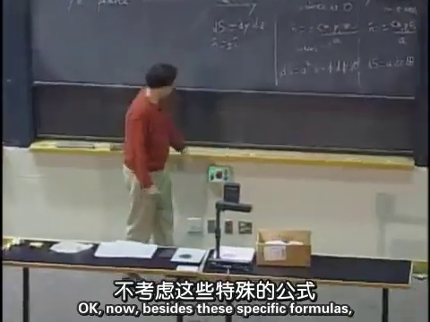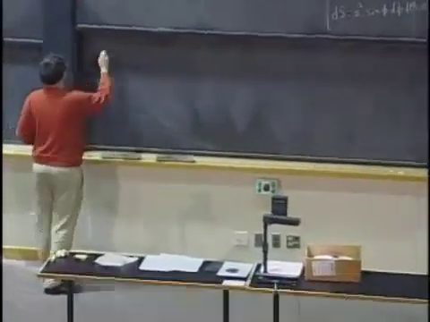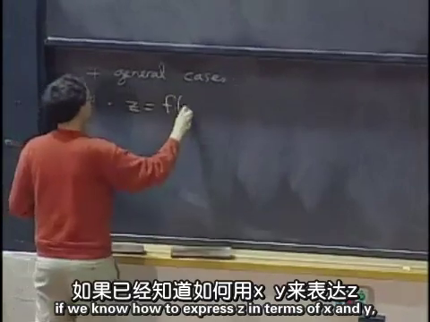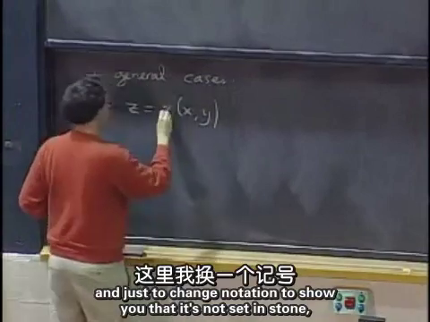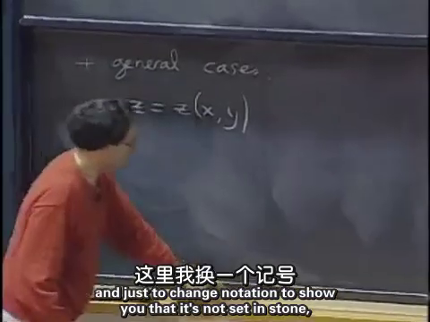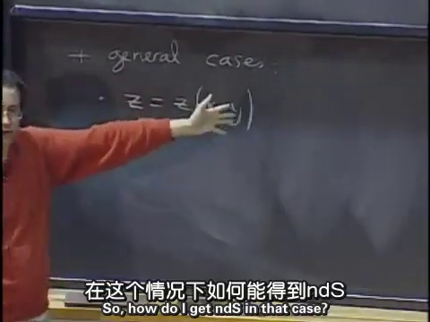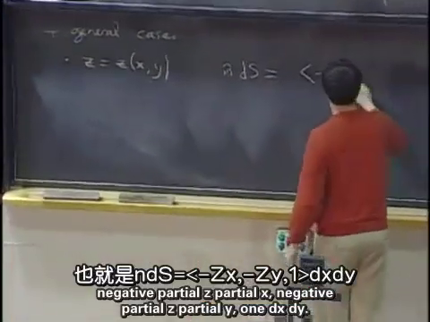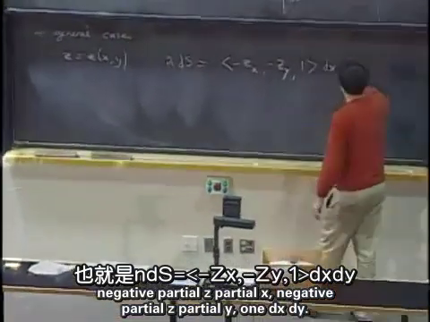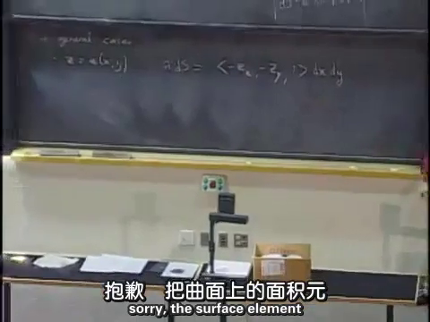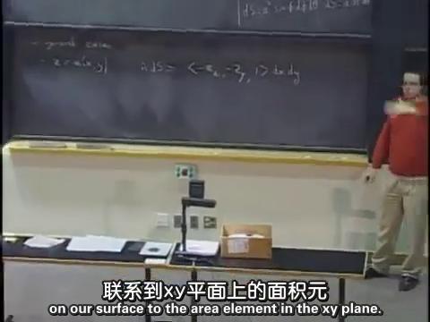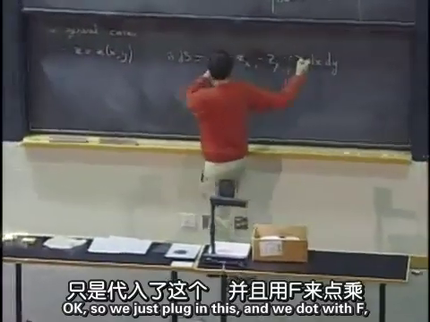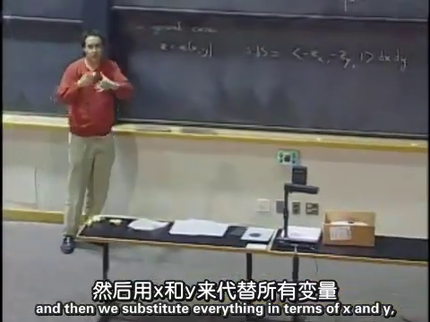Okay, now besides these specific formulas, we've seen two general formulas that are also useful. One is, if we know how to express z in terms of x and y, and just to change the notation to show you that it's not set in stone, let's say that z is known as a function z of x and y. So how do I get n dS in that case? Well, we've seen a formula that says negative partial z partial x, negative partial z partial y, 1, dx dy. This formula relates the surface element on our surface to the area element in the xy plane. It lets us convert between dS and dx dy. So we plug in this and we dot with F, and then we substitute everything in terms of x and y, and we evaluate the integral over x and y.